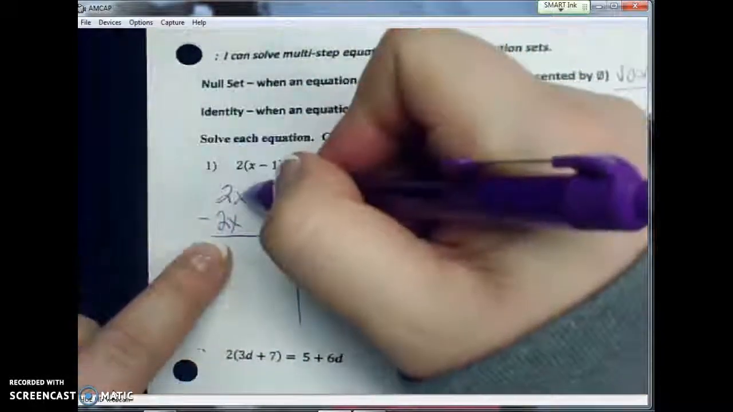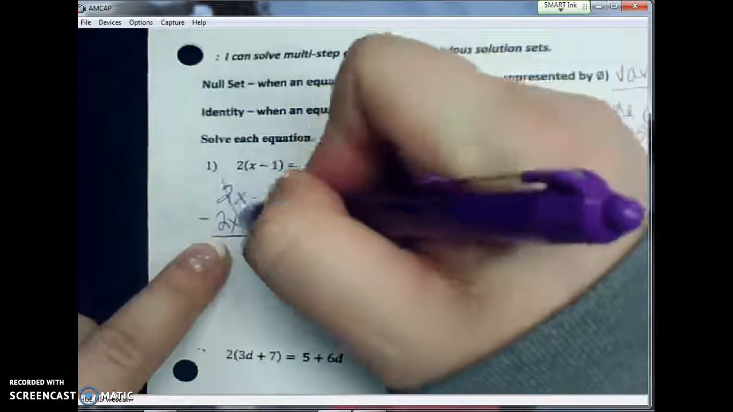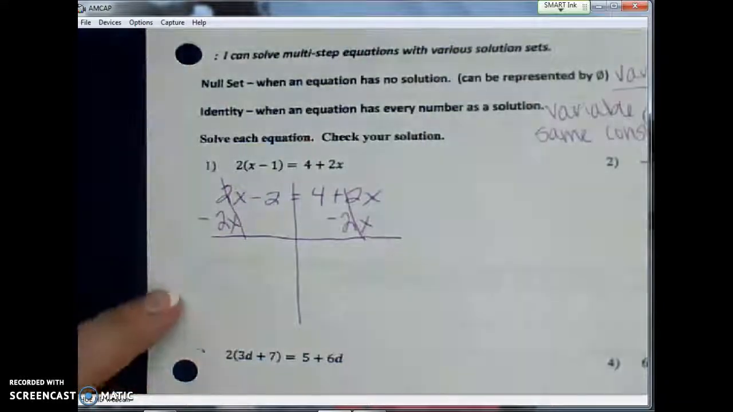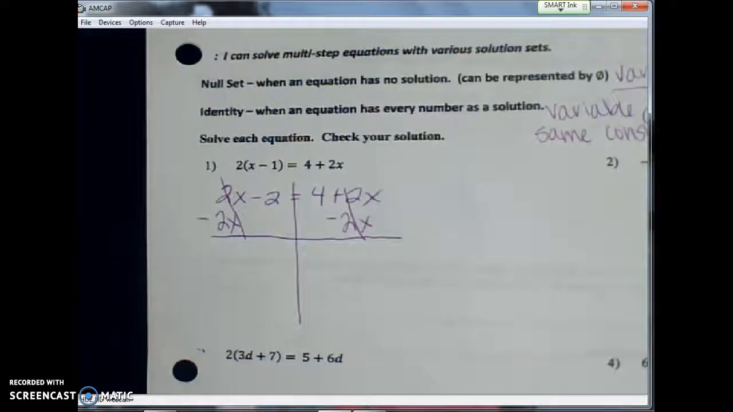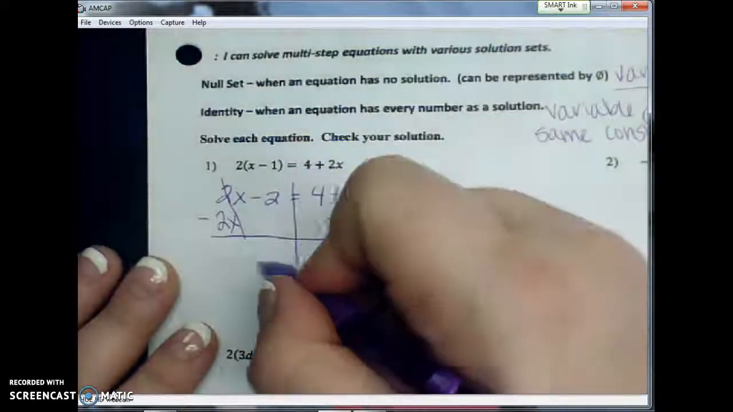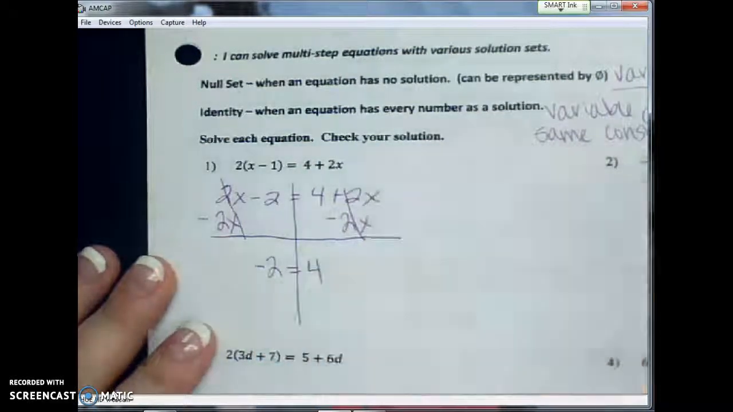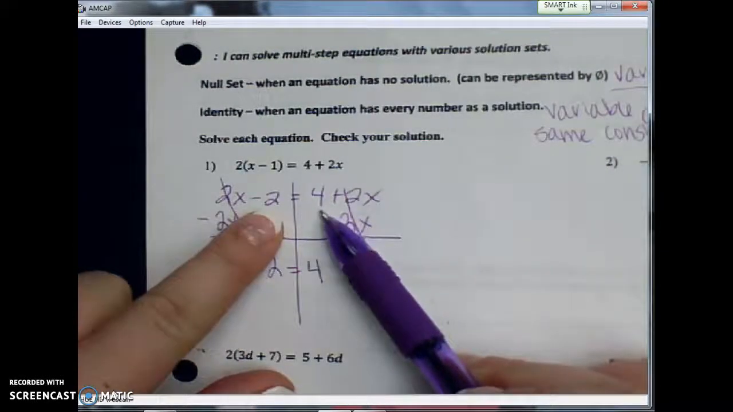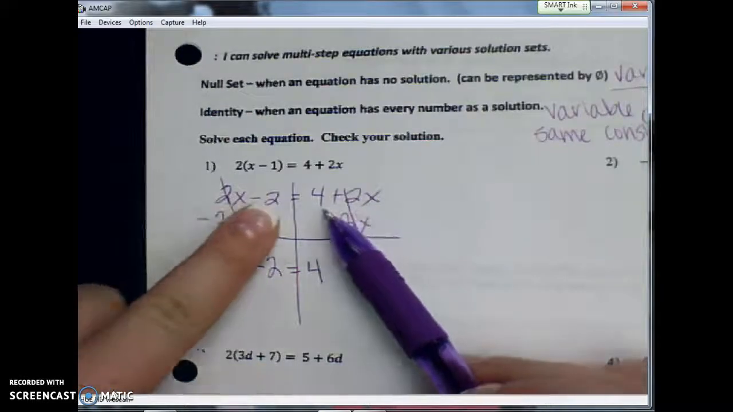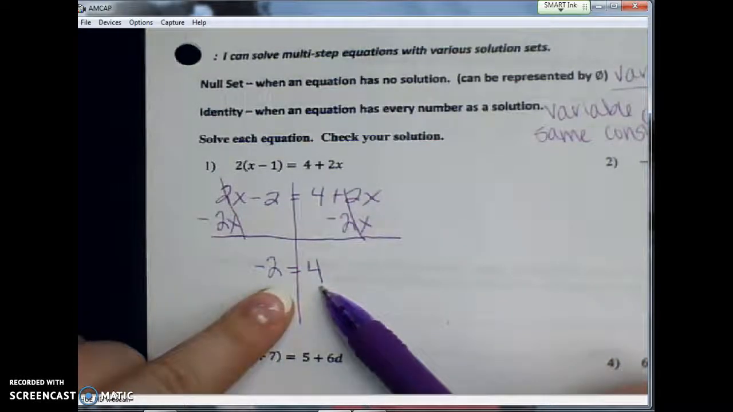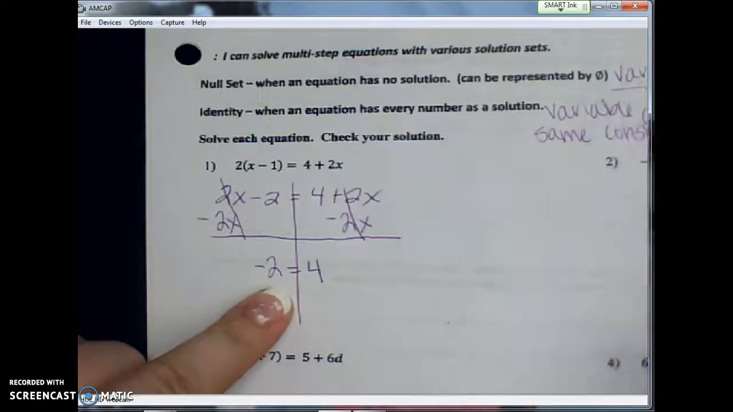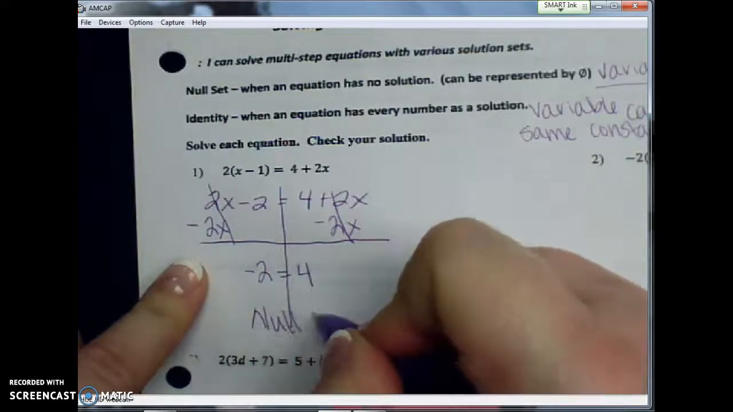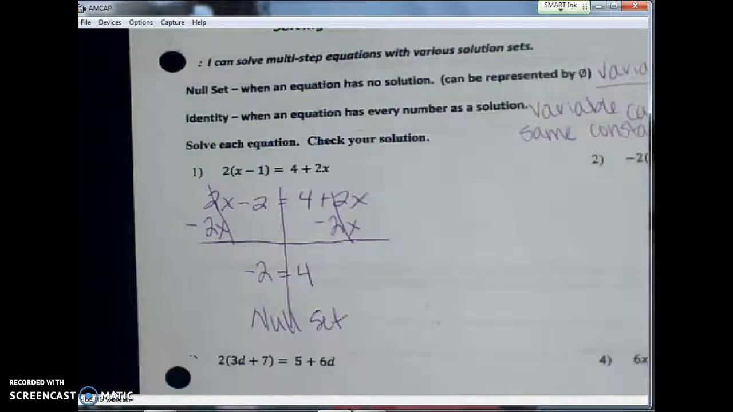Well, look what happens. I have 2x minus 2x. Those cancel out, because 2x minus 2x is 0. They're canceling each other out. So I'm left with negative 2 equals 4. So I have the same variables, but different constants. So this is going to be, variables cancel out, different constants are left. That's a null set. That means there is no number that I can put into this equation that would work.